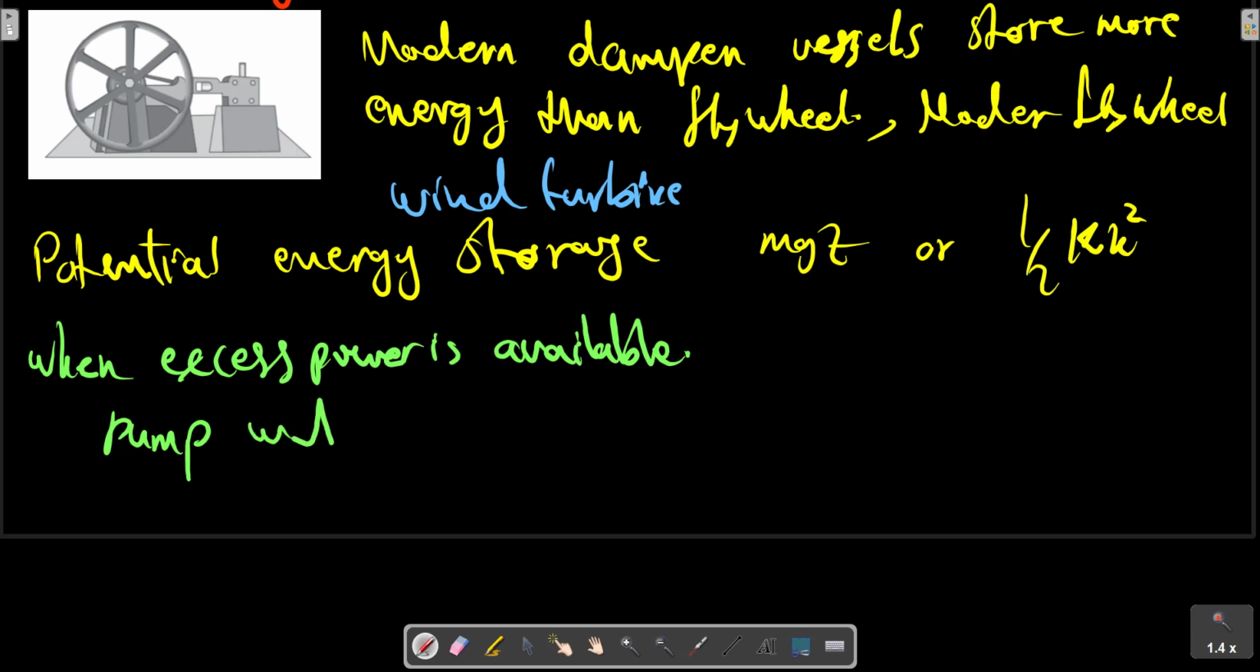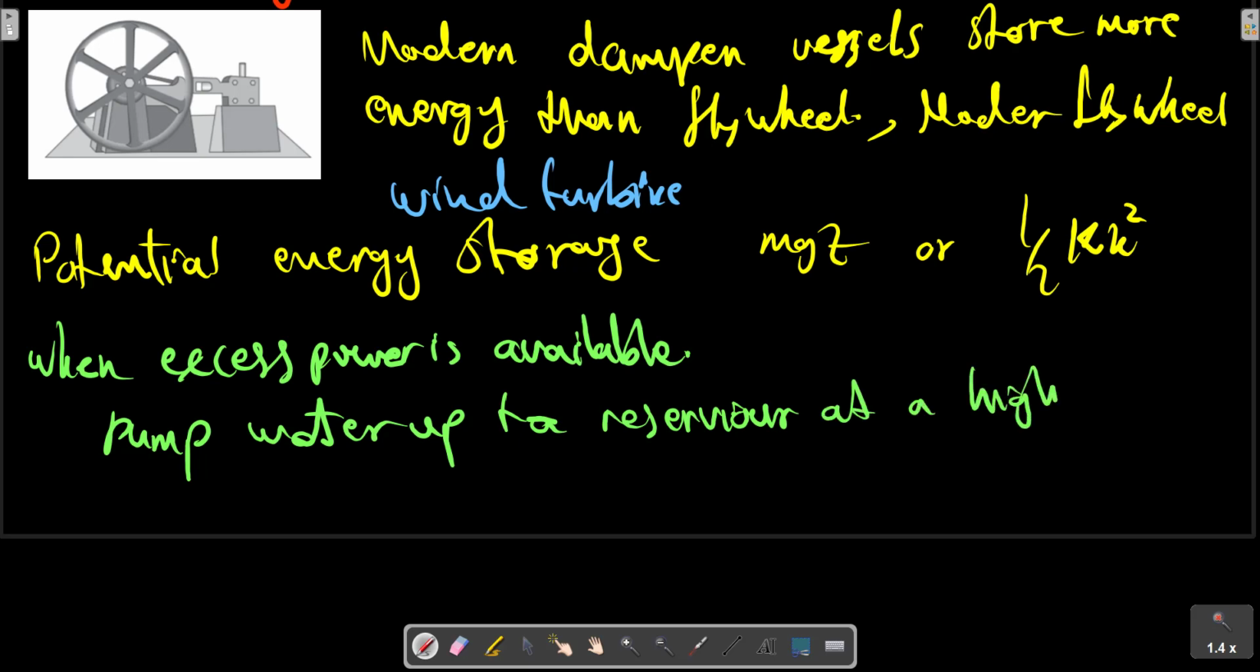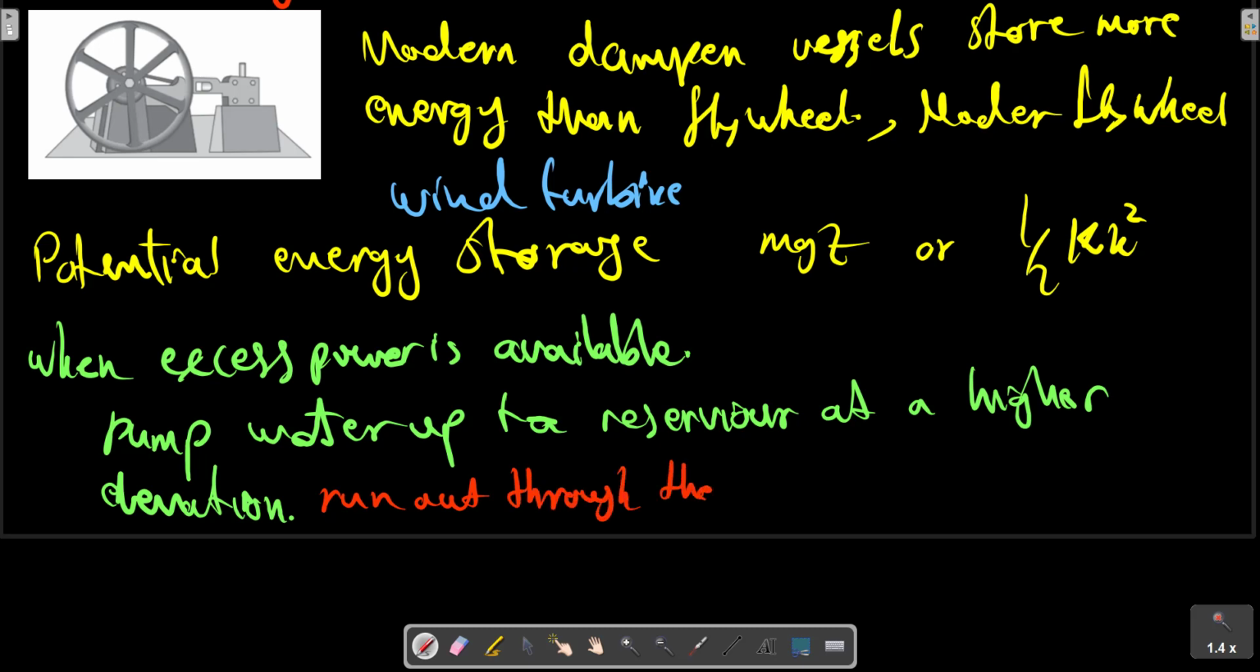Pump water up to a reservoir at a higher elevation, and later it can be allowed to run out through a turbine, for example, to make electricity.